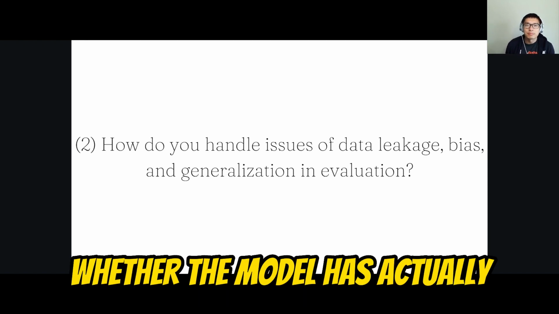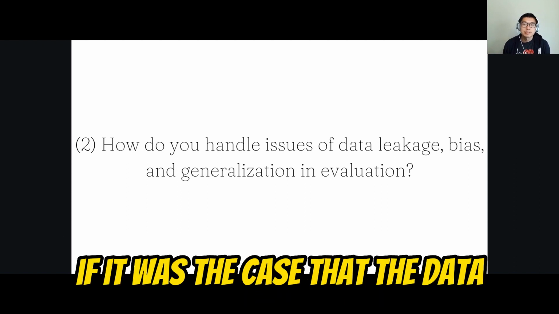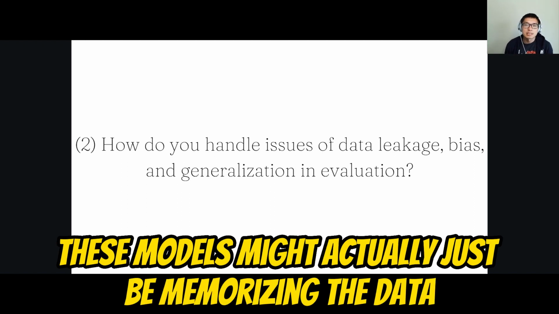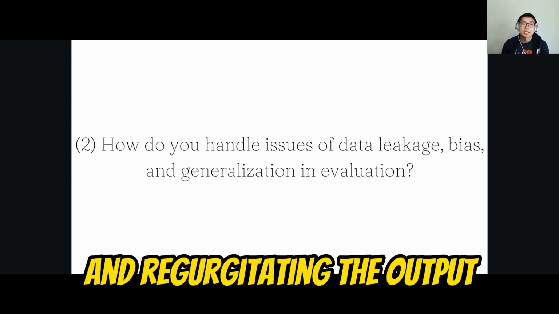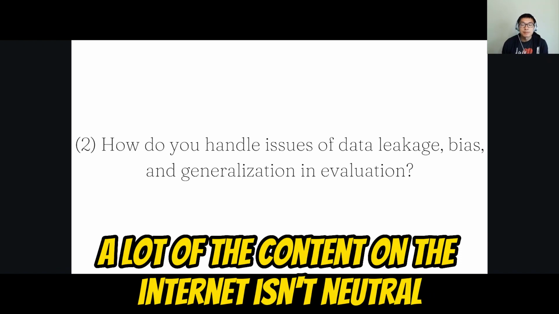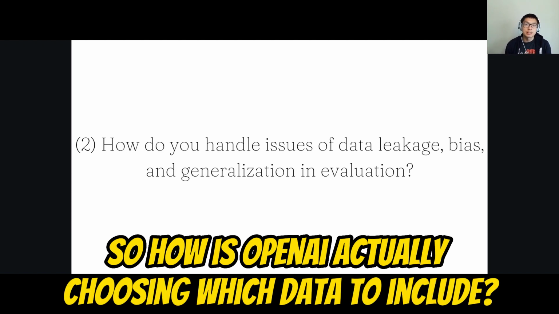Basically, how do you know whether the model has actually been trained on data that it was meant to predict? If it was the case that the data actually leaked into the training set, these models might actually just be memorizing the data and regurgitating the output. And also, what about bias? A lot of the content on the internet isn't neutral. It's often biased in one way or the other. So how's OpenAI actually choosing which data to include?